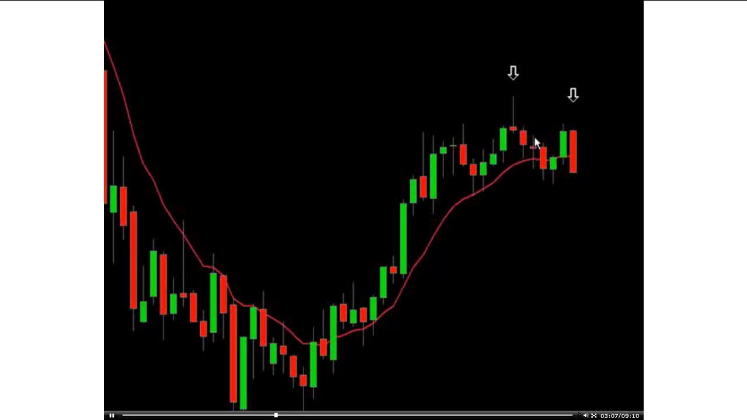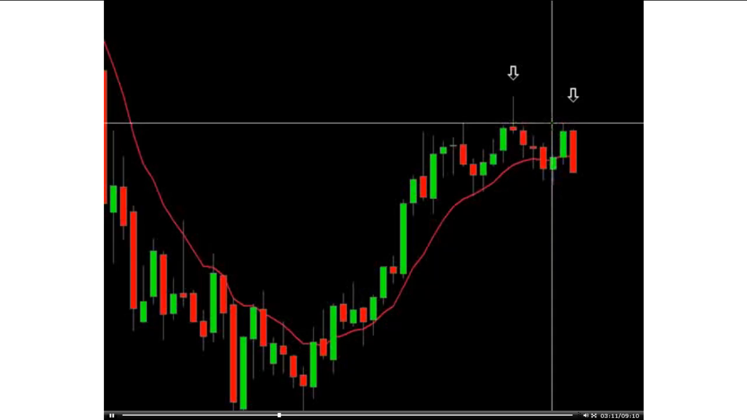As I say, this is known as a shooting star formation, which again is a bearish sign. Here, price again has come back up, and what's obviously happening here again, we now have upper resistance.